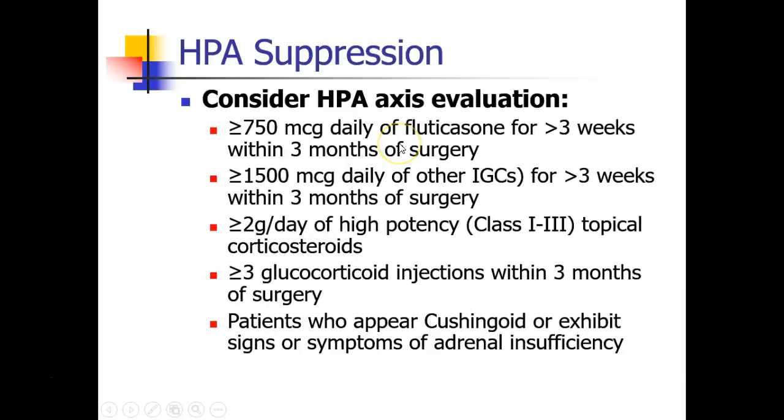So we should consider evaluation, or at least consider the risk for HPA suppression in patients who meet any of these criteria. With these doses of fluticasone or other inhaled glucocorticoids, patients using high-potency topical corticosteroids, or who have had more than 3 glucocorticoid injections in the past 3 months. Again, any patient who is Cushingoid in appearance or who has signs or symptoms of adrenal insufficiency should probably be considered at risk for HPA suppression.